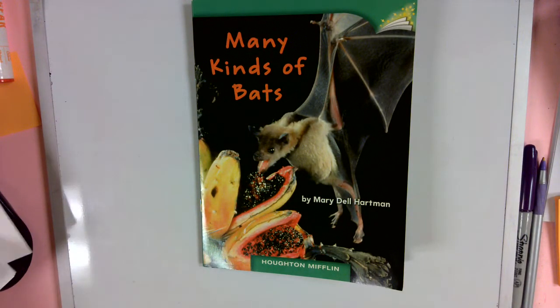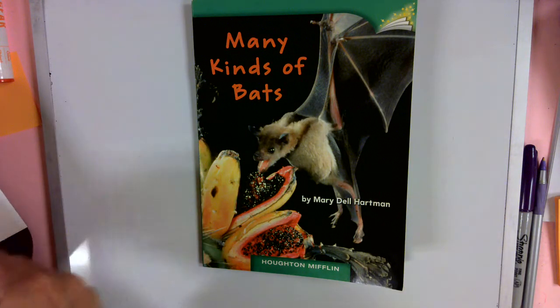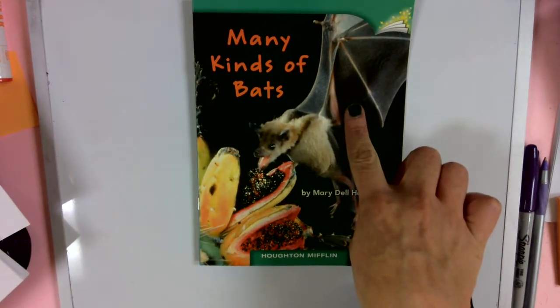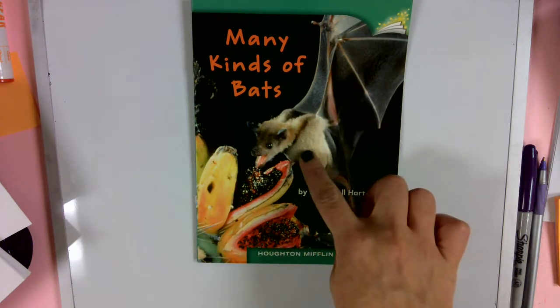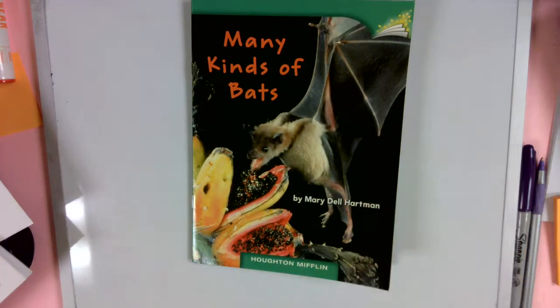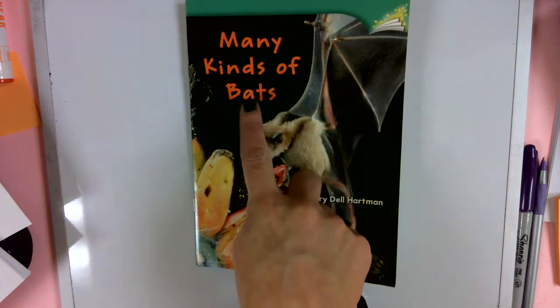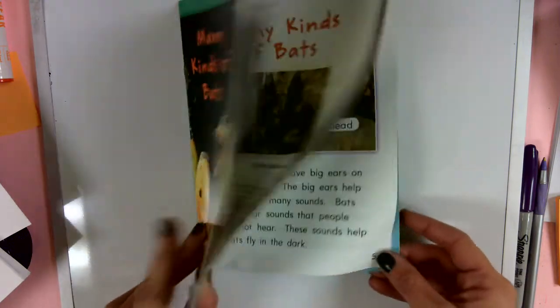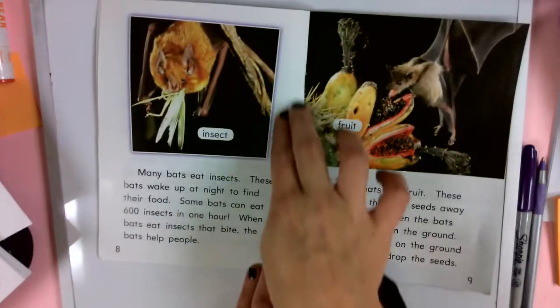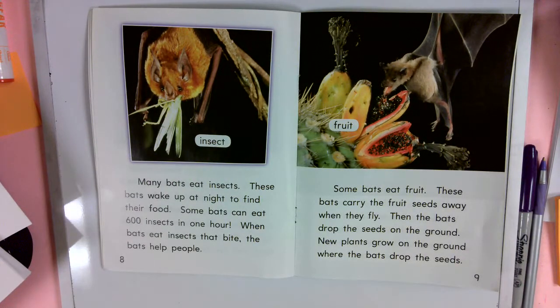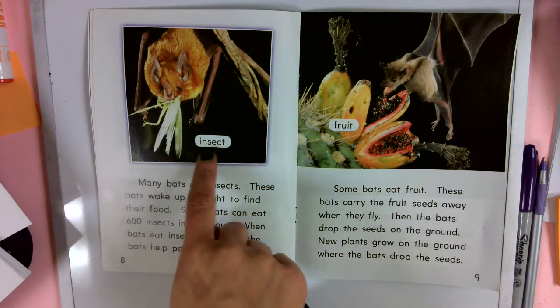So, let's think about a couple of things. Now, what is this on the bat? Remember, this is his wing. That's the bat's wing. Now, what is this book all about? Many kinds of bats. Now, I'm going to go to page 8. What is this bat on page 8 eating? This bat on page 8 is eating an insect.